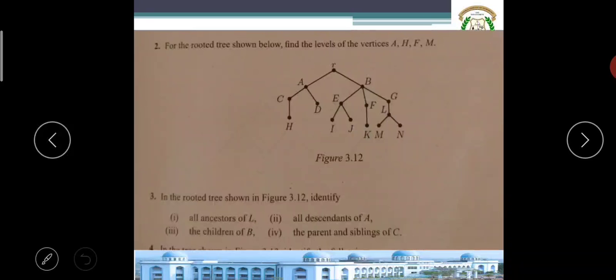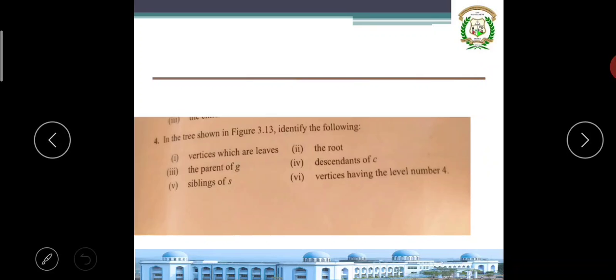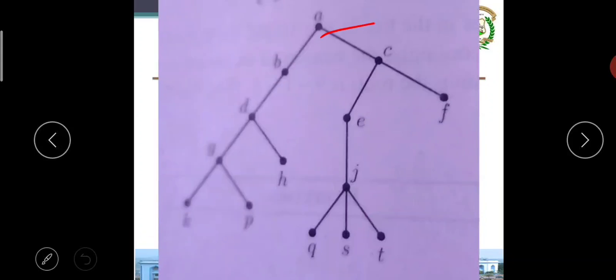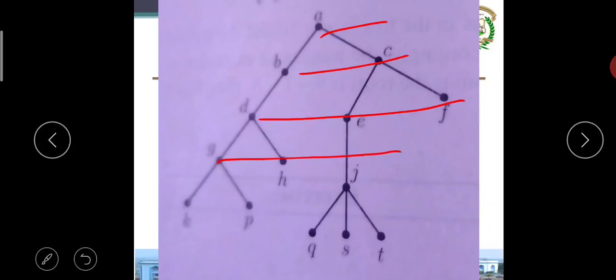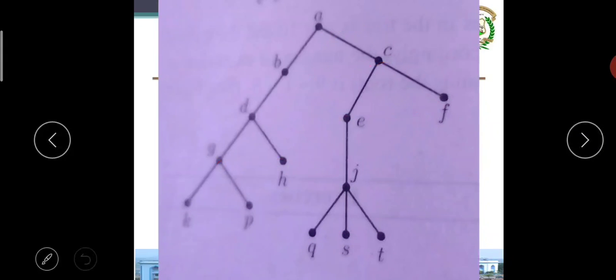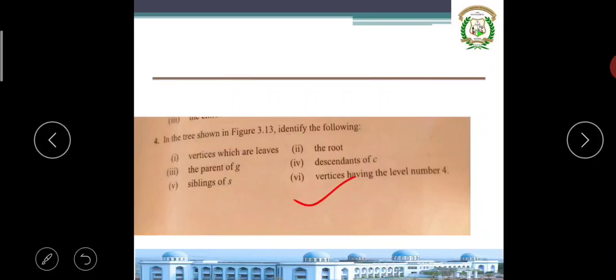Next question: vertices having level number 4. This is level 0, this is level 1, this is level 2, and this is level 3. Level 4 is this one: K, P, Q, S, T are at level 4, because 4 edges are required to reach them from the root. For K, 1, 2, 3, 4 edges. For P, also 1, 2, 3, 4 edges.